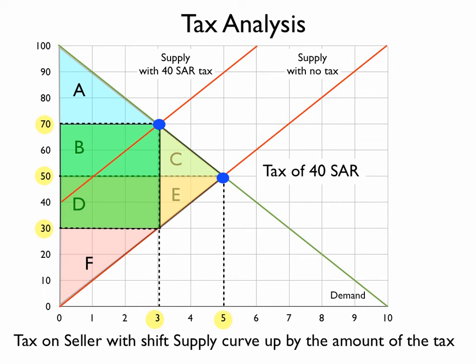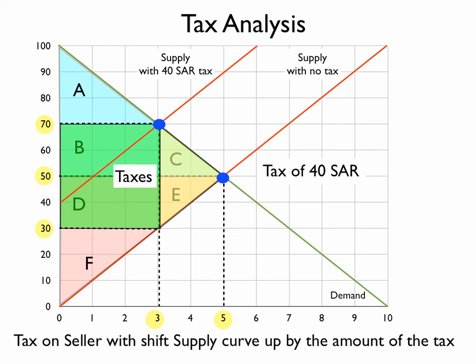Remember that we have 3 sales at 70 apiece. We know what our total revenue is, but at the end of the day, the government will come in and collect that tax of 40 reals per sale, times 3, and we end up with 120 in taxes. So that area, the B and D area, actually will be paid in taxes.